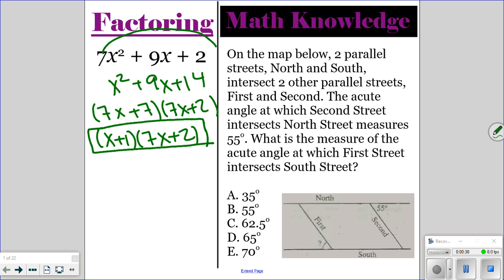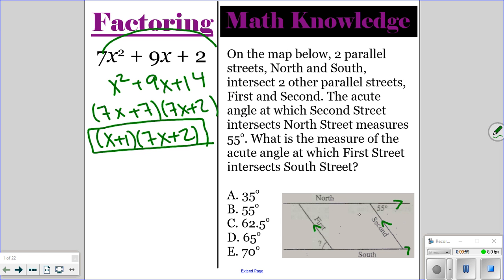For the math knowledge question, what is the measure of the acute angle where First Street intersects South Street? So they have right here. They tell us that north and south are parallel, and first and second are also parallel. So this is basically a parallelogram.